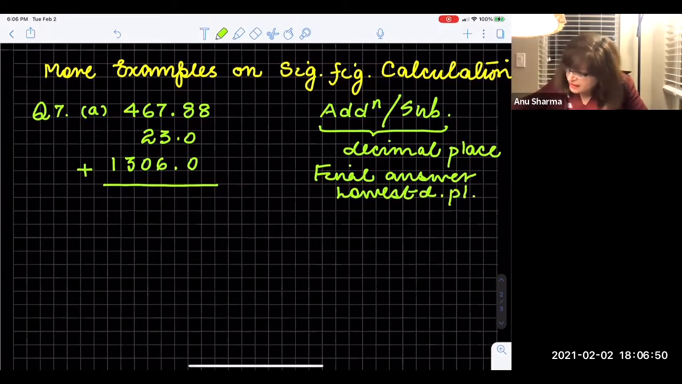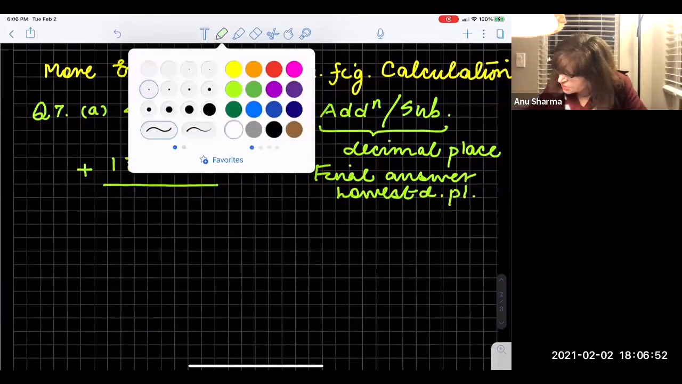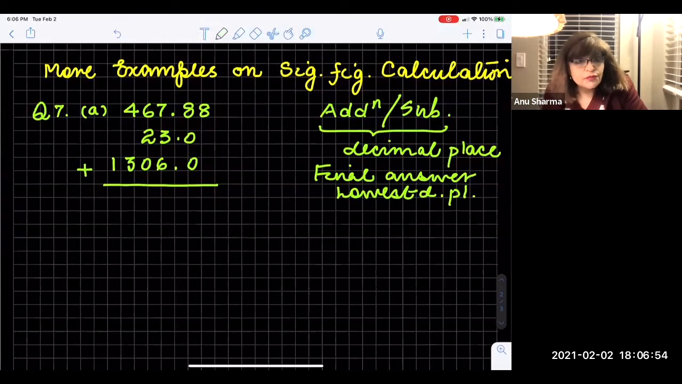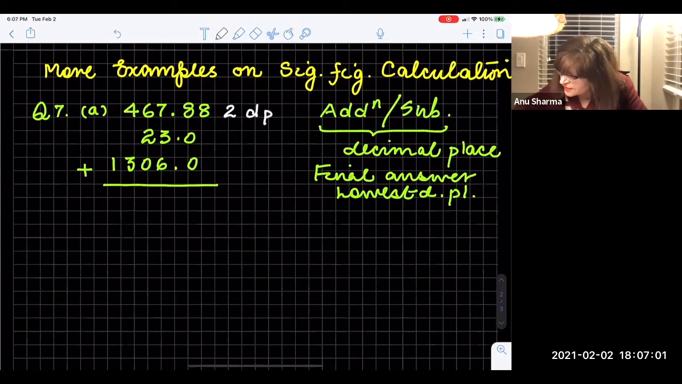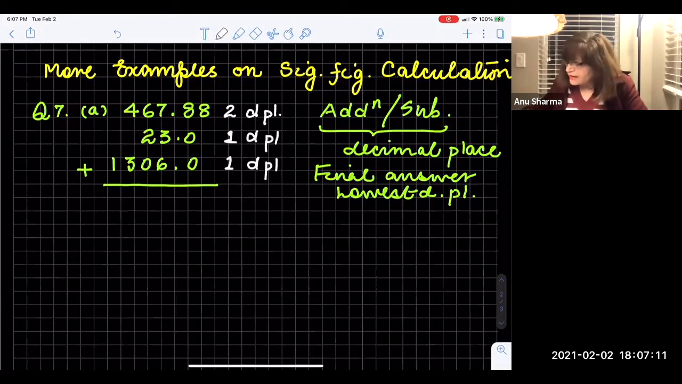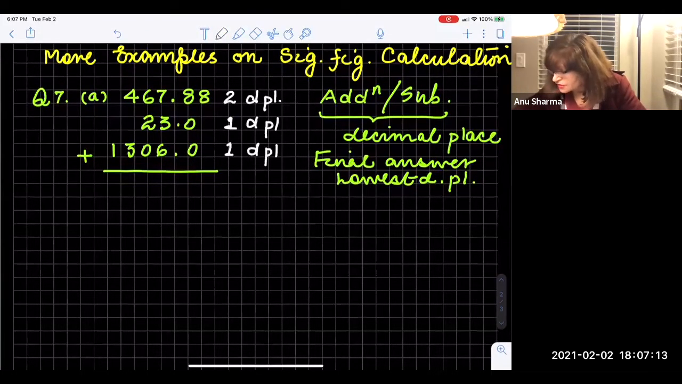Now here, this question number 7, part A. 467.88, that means 2 decimal places here. This one has 1 decimal place, and this one has 1 decimal place. So add now. That means your final answer in this case should have only 1 decimal place according to the rules. But let's see.